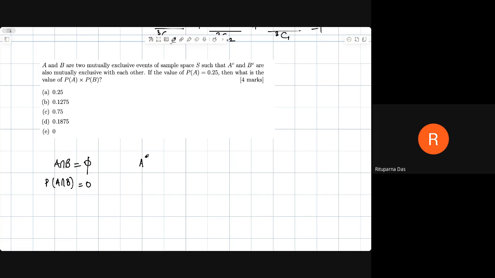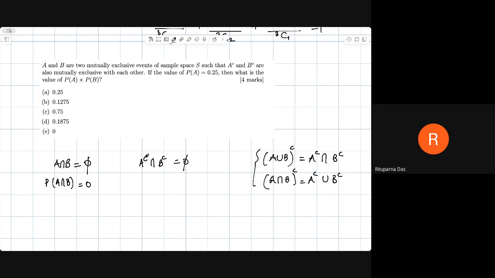And we have A complement and B complement also mutually exclusive. So if we know, we can apply De Morgan's law. What is De Morgan's law? De Morgan's law is A union B whole complement is equal to A complement intersection B complement, and A intersection B whole complement is equal to A complement union B complement. So these two laws are De Morgan's laws, right?